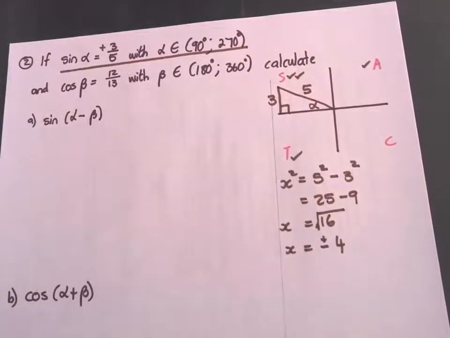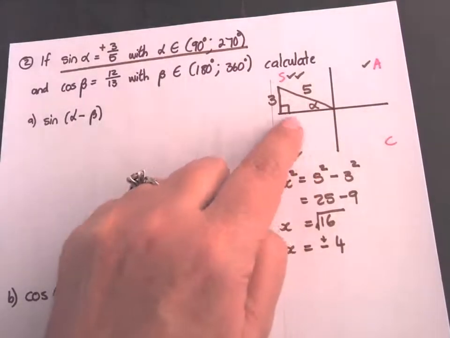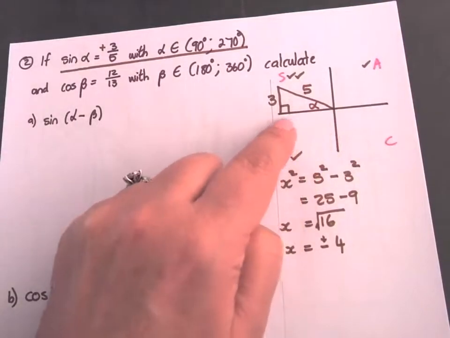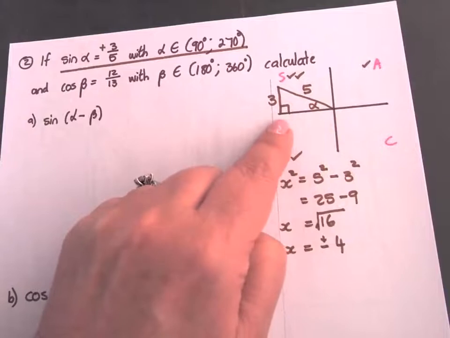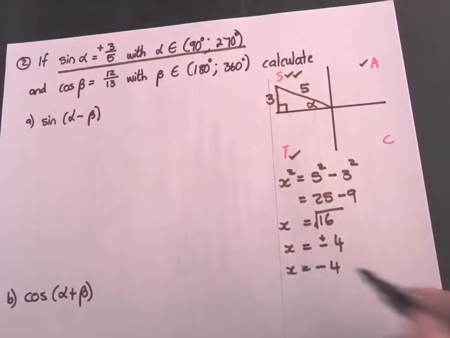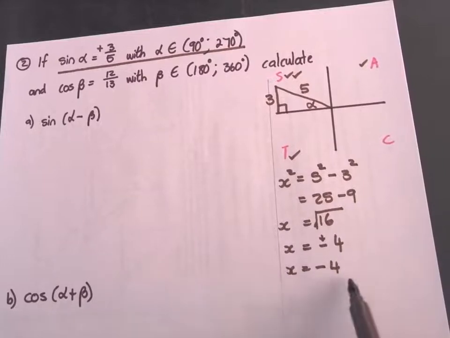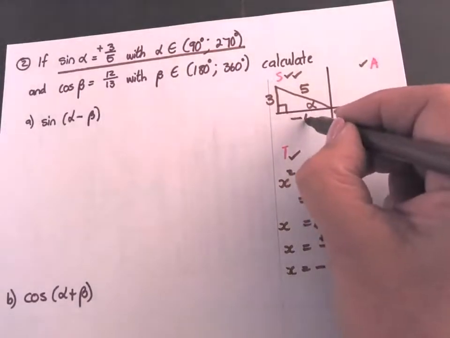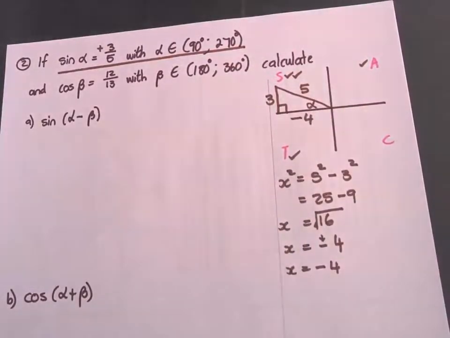Now you have to look at your diagram. The x is on this side, so what will it be, a positive or a negative? Negative 4. Therefore, x is negative 4. You have to write this and put in your negative 4 on your diagram.